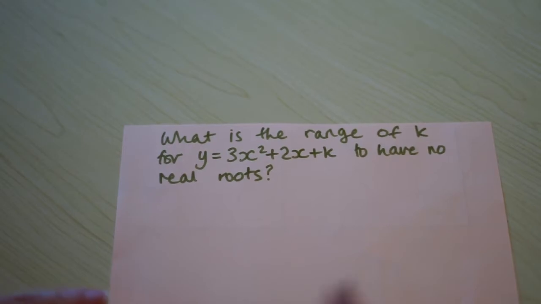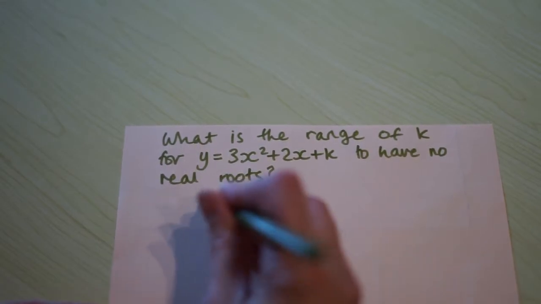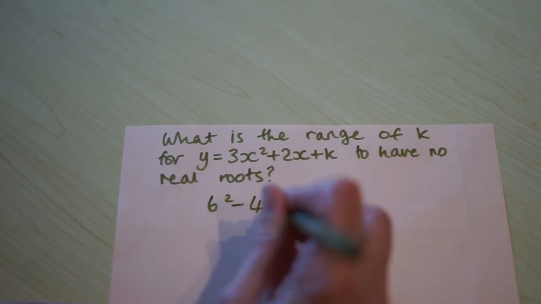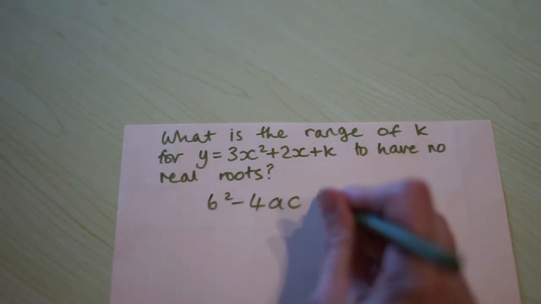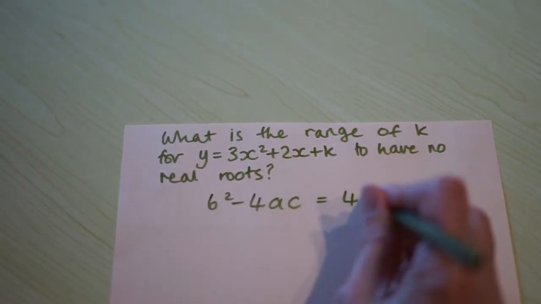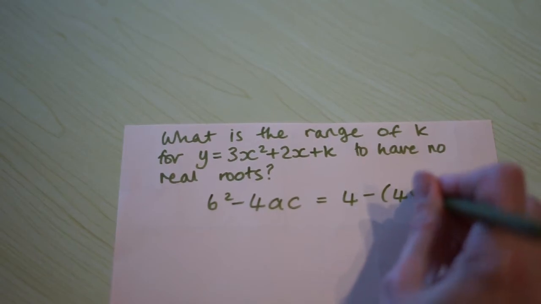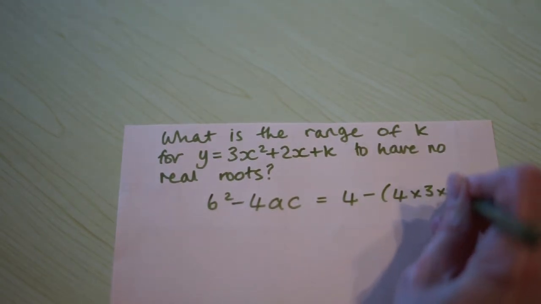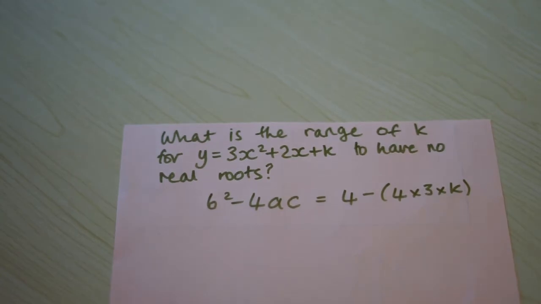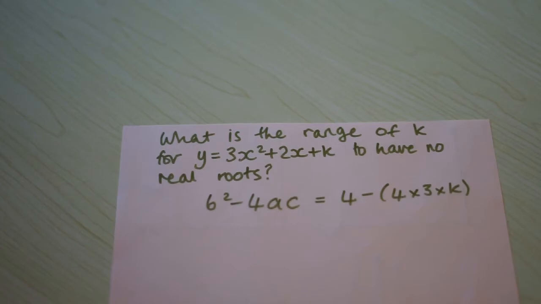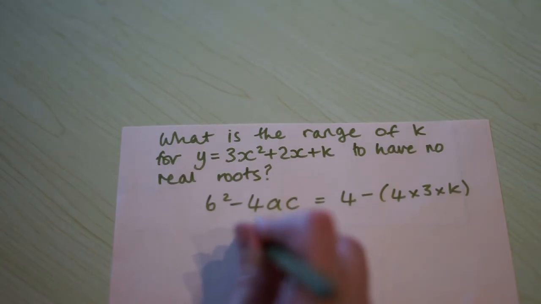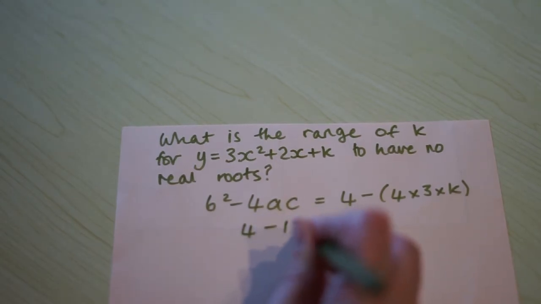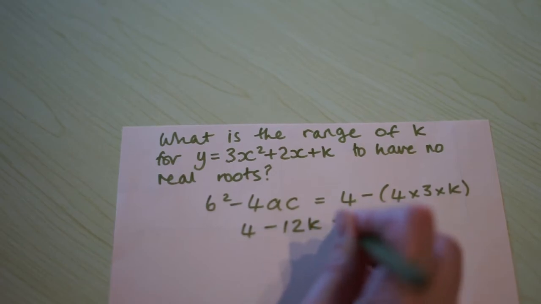Okay, back again. So on this question, the discriminant needs to be calculated, and that is 4 minus 4 times 3 times k, and in this case we want this to be less than 0 because that will lead to no real roots. So let's work that out. So we've got 4 minus 12k is less than 0.